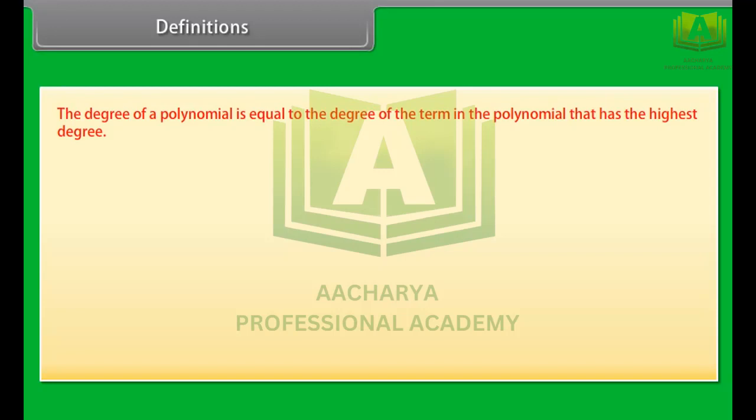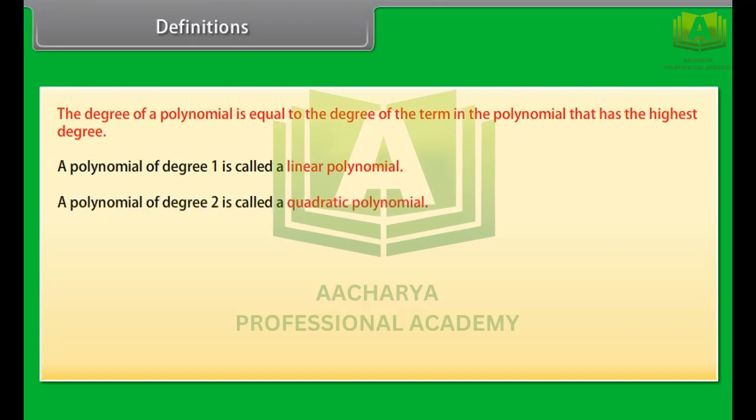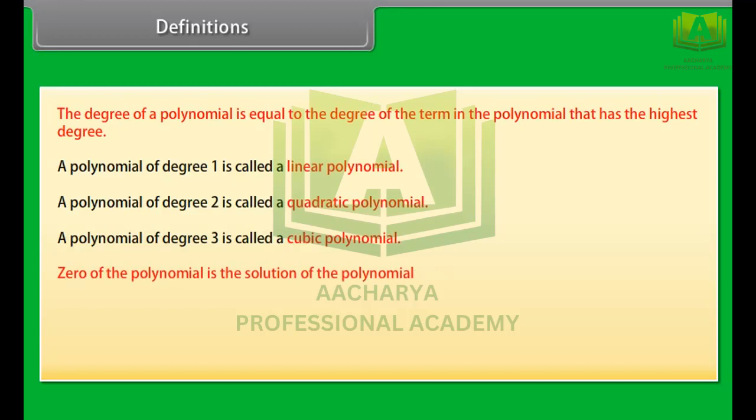the highest degree. A polynomial of degree 1 is called a linear polynomial. A polynomial of degree 2 is called a quadratic polynomial. A polynomial of degree 3 is called a cubic polynomial. Zero of the polynomial is the solution of the polynomial.